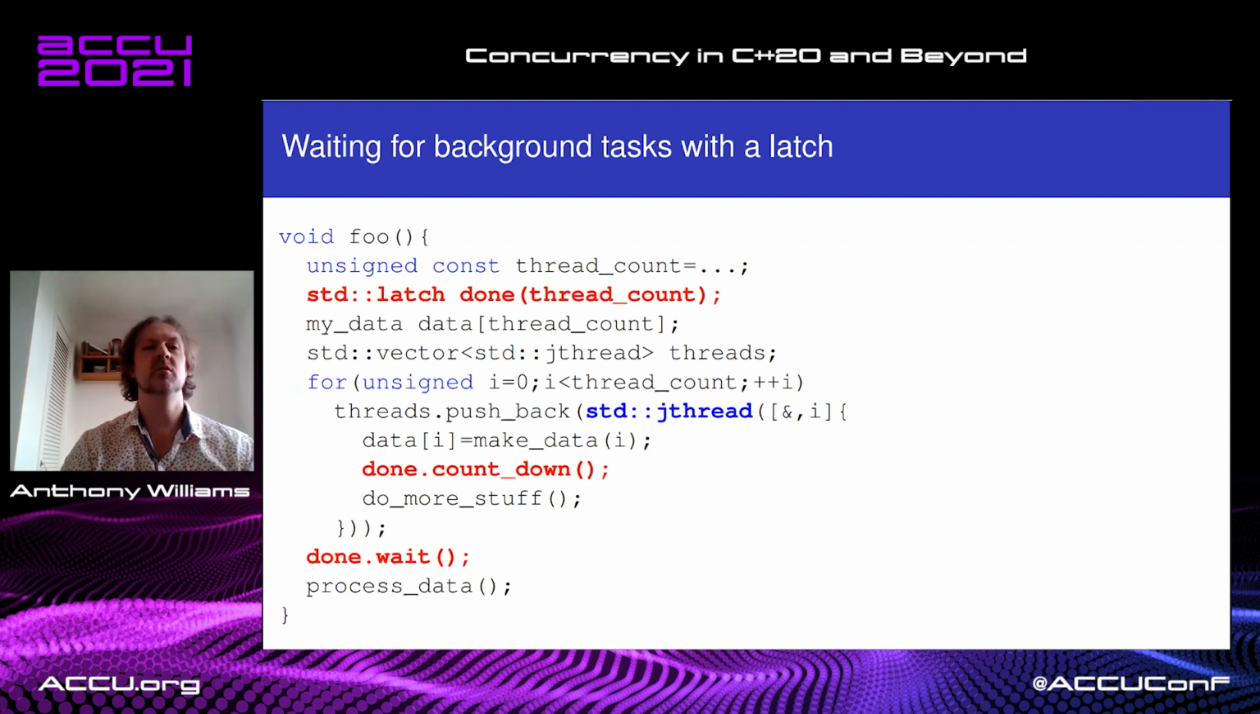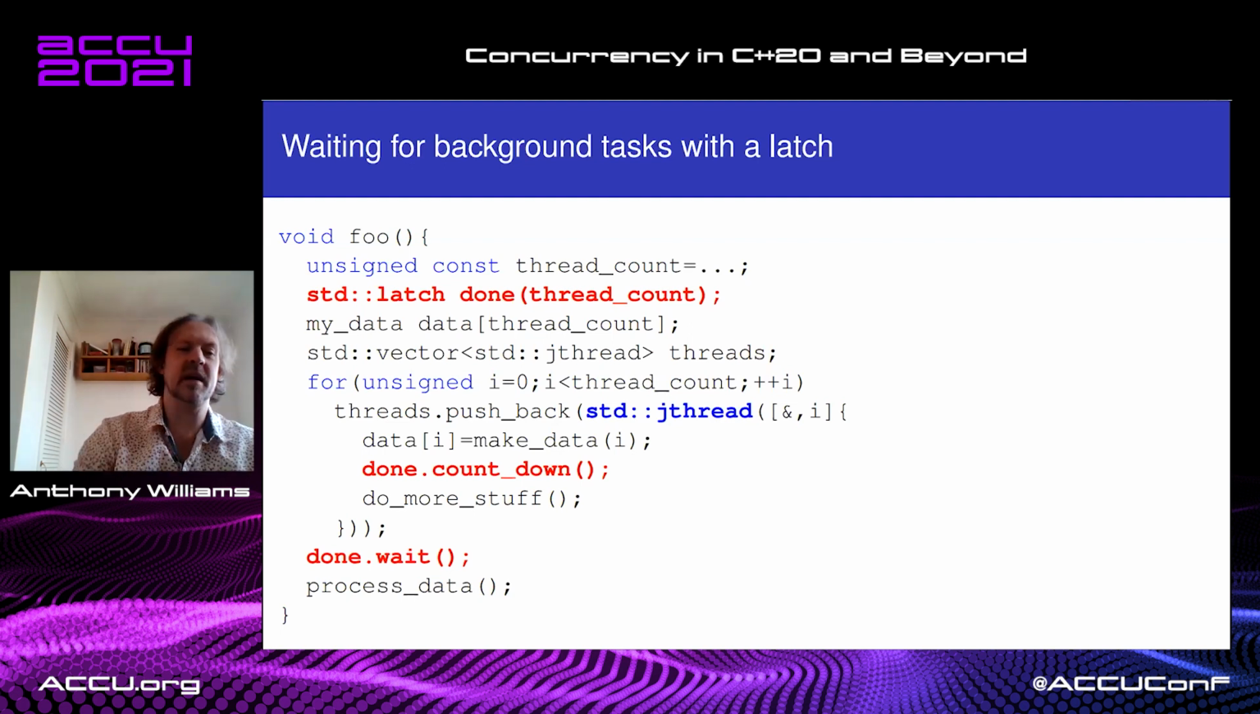So let's look at some code, waiting for background tasks, for example. We have some thread count for some number of background threads, and we create our latch based on that thread count. We then create a certain number of threads to do operations. Every time a thread does its operation, it has 2 parts. We have generate some data, and then we can do some more things. And in this case, because each thread has more stuff to do, if you just waited for all the threads to finish, then you wouldn't be able to process your data as early as you might otherwise do.